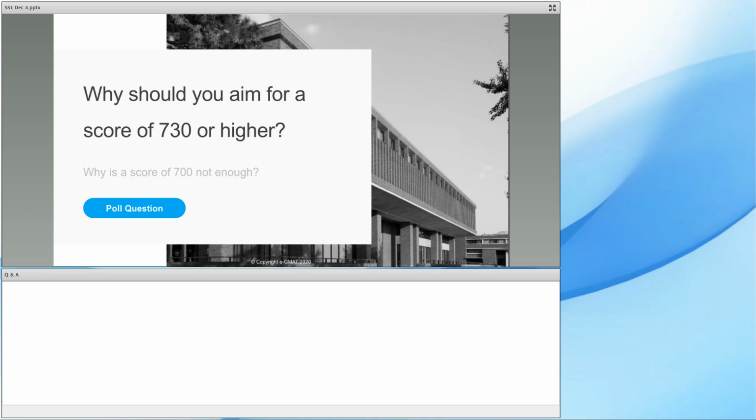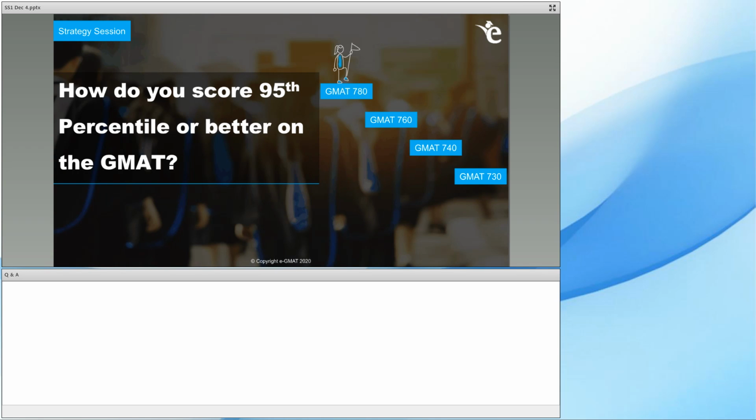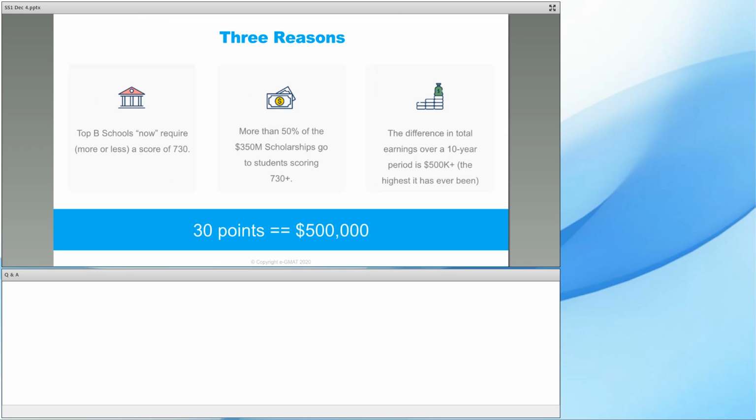So I'm going to spend about the next 10 slides talking about why you should stay motivated to get to that 730 or higher score. If you look at why you should stay motivated, there are three reasons why you should get to that score of 730 or higher. The first is if you're aiming for a top B school, you need that score.